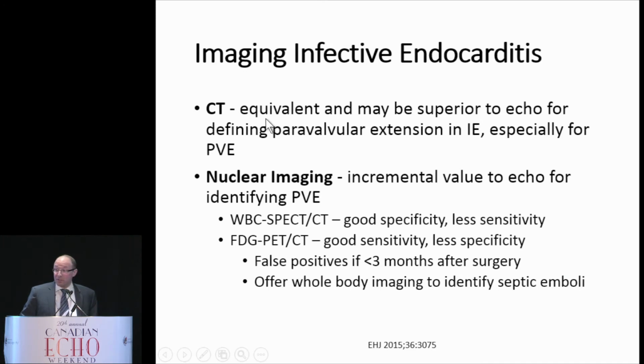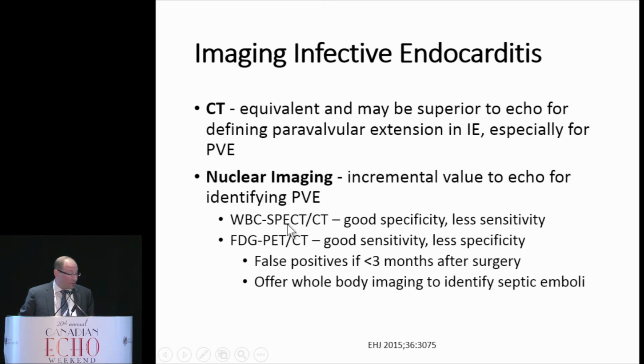So what are those other imaging modalities that are useful? CT is equivalent and may in fact be superior to echo for defining paravalvular extension of infective endocarditis, especially for prosthetic valve endocarditis. And nuclear imaging over the last several years has become a very important tool if it's available to you for imaging these patients, and does add incremental value, particularly for prosthetic valve endocarditis.